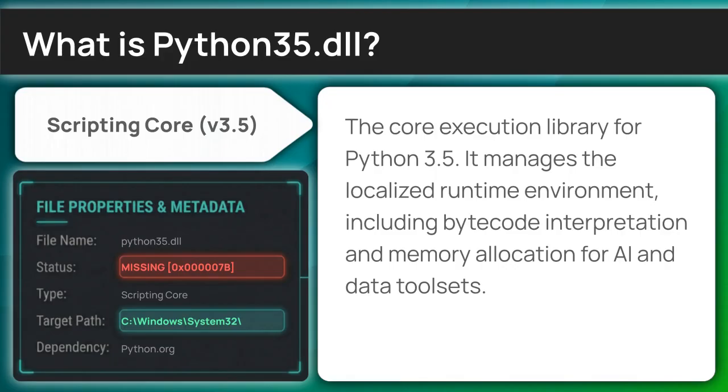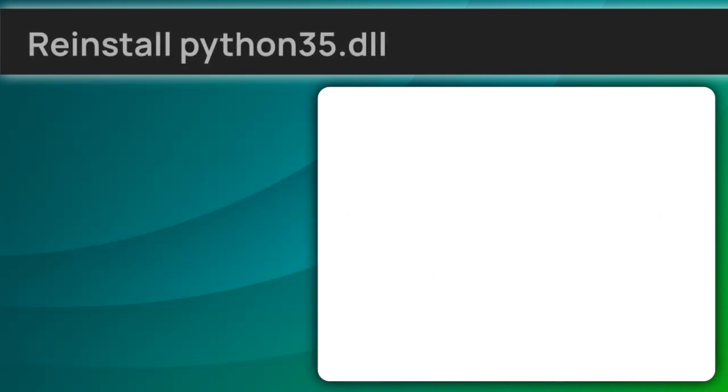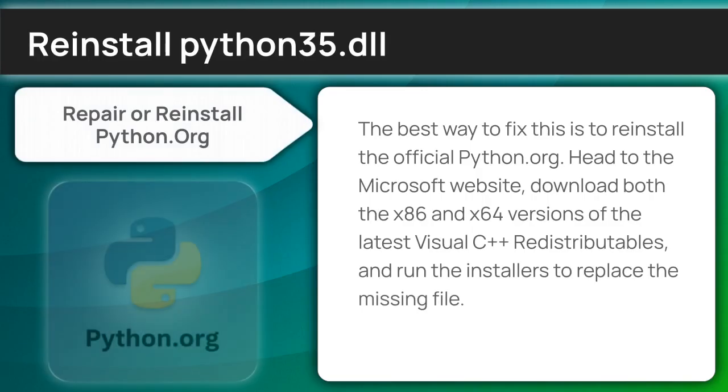With that context in mind, our first logical step is a clean reinstallation. The best way to fix this is to reinstall the official python.org. Head to the Microsoft website, download both the x86 and x64 versions of the latest Visual C++ redistributables, and run the installers to replace the missing file.